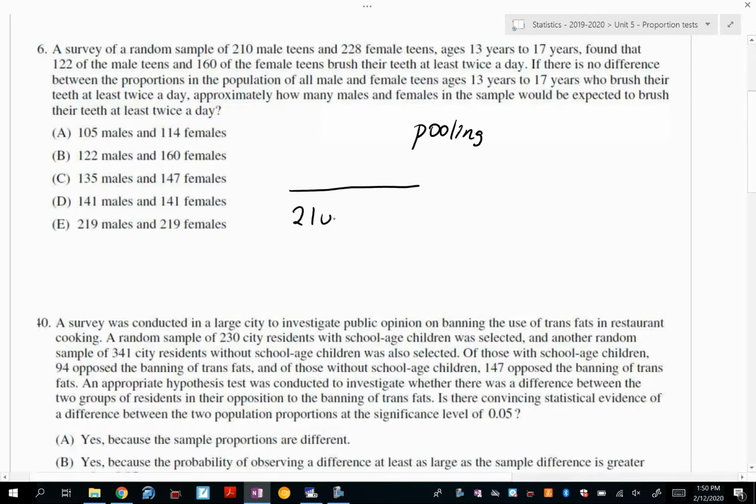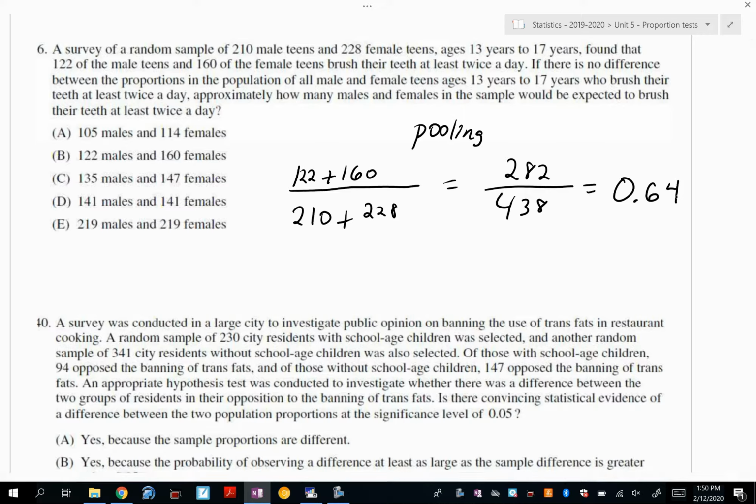210 plus 228. So that's going to be my denominator. In the numerator, how many males say that they brush their teeth at least twice a day? And then how many females? So that's going to go in the numerator. If you add those together and then divide, let's see what they are when we add them together. Get 282. Thank you. And I think you get like 0.644.